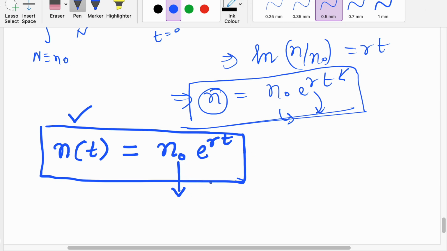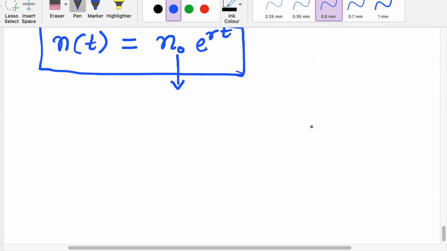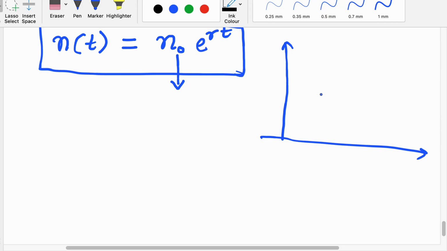So it is showing that the population is growing at an exponential rate. It will look like this: if it starts at 0, it will increase and continue to increase like that.